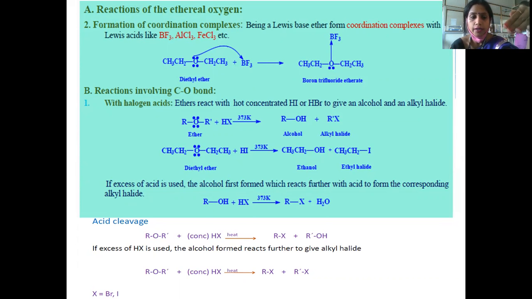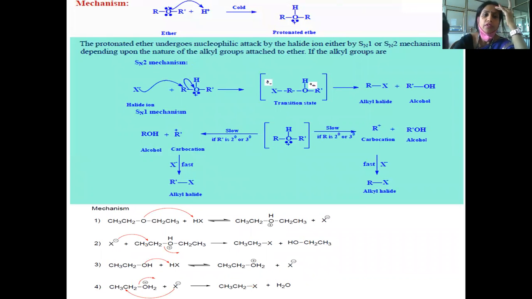The same reaction is given at the bottom also. If we see the mechanism, this reaction occurs in the presence of cold. There is a protonated ether which is formed as a transition state, and finally we get the alkyl halide and alcohol. There could be two possibilities depending upon the nature of the alkyl group: SN1 mechanism or SN2 mechanism. When there is SN2 mechanism, there is backside attack and we get an alkyl halide and an alcohol with involvement of a transition state.